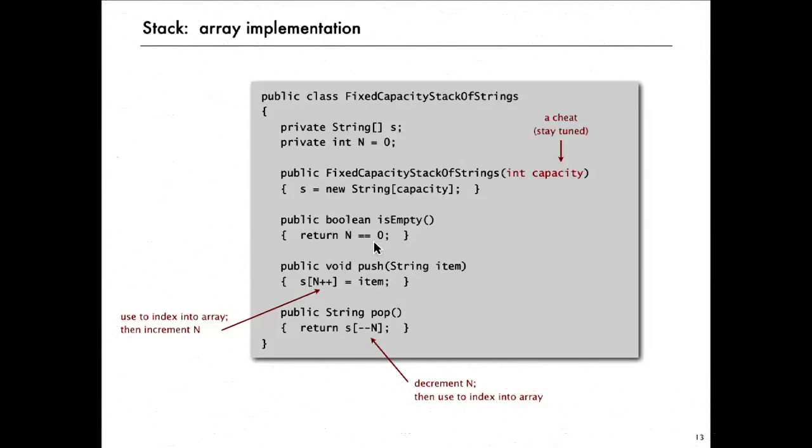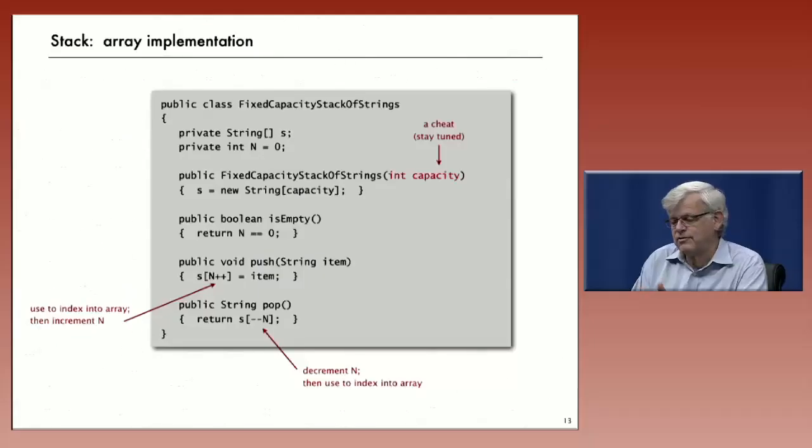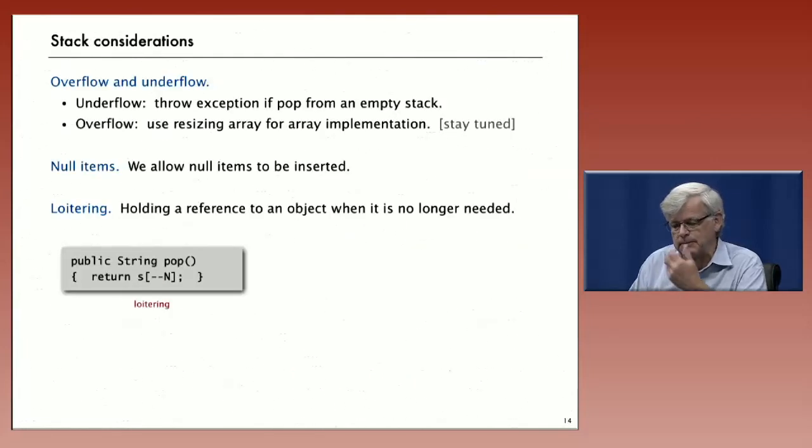To check if it's empty, we check if n is 0. To push an item, we use n to index into the array, put the item there, and then increment n. That's the shortcut in many programming languages nowadays for use the index and then increment it. And to pop, we decrement the index and then use it to return the item in the array. So each of the operations is a one-liner. And this is a fine implementation for some clients. That's array implementations of stack, but it breaks the API by requiring the client to provide the capacity.